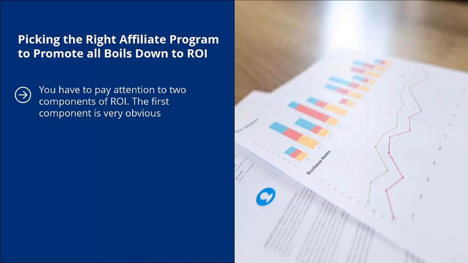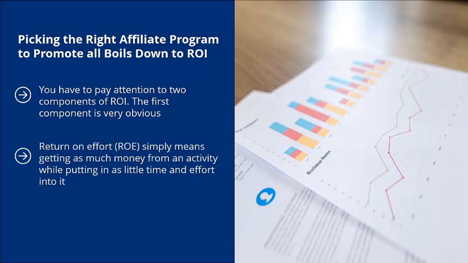You have to pay attention to two components of ROI. The first component is very obvious. This is return on investment. Put simply, how do you get the most return for every dollar you spend on your business? Return on effort, ROE, simply means getting as much money from an activity while putting in as little time and effort into it. Put it another way: how do I maximize my income while minimizing my effort? For every minute I spend on doing something, how do I maximize the amount of dollars coming out of that activity?